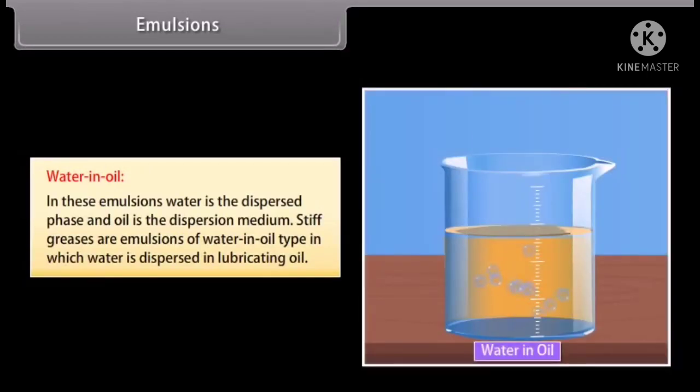Water in oil. In these emulsions, water is the dispersed phase and oil is the dispersion medium. Stiff greases are emulsions of water in oil type, in which water is dispersed in lubricating oil.